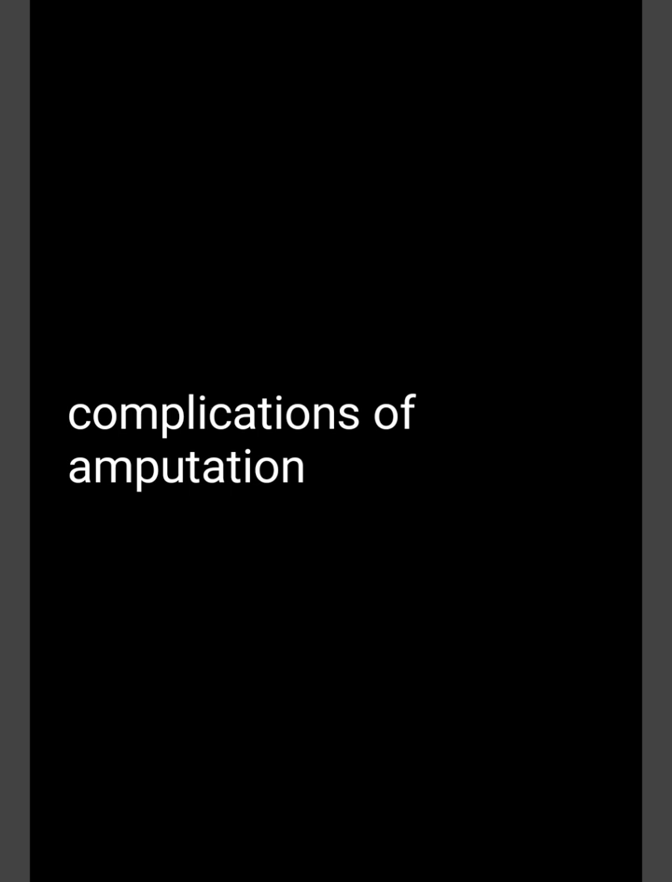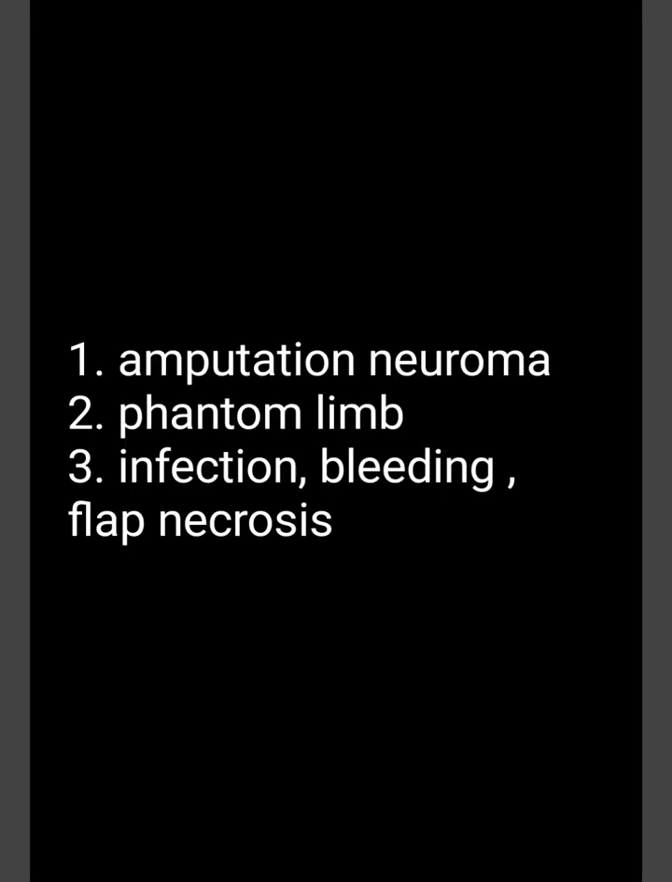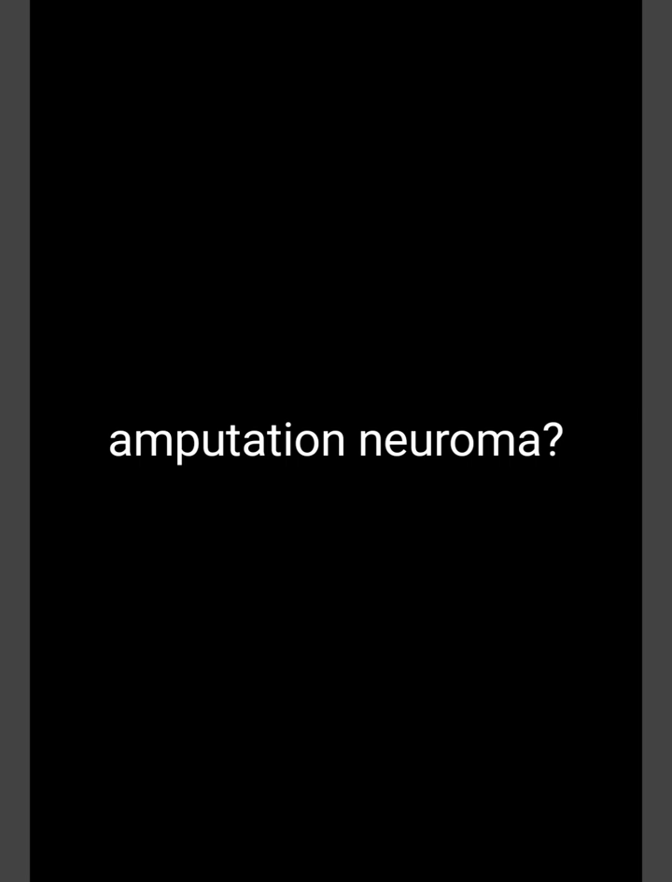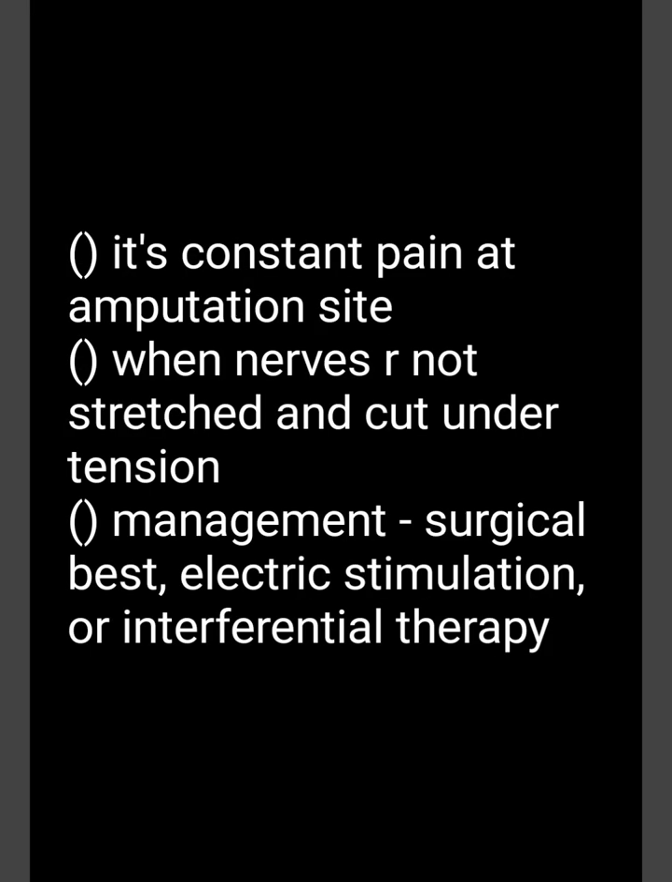Complications of amputation. 1. Amputation neuroma. 2. Phantom limb. 3. Infection, bleeding, flap necrosis. Amputation neuroma: constant pain at the amputation site, when nerves are not stretched and cut under tension. Management: surgical is best, electric stimulation, or interferential therapy.